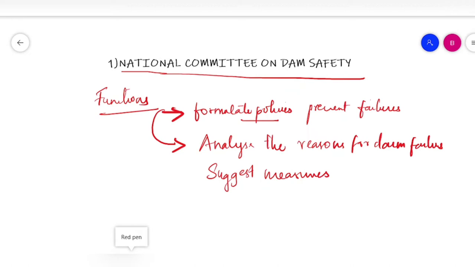Just recall the provisions of the National Committee on Dam Safety, that is NCDS. This committee will have members from the center as well as the states: 10 representatives from the central government, 7 representatives from the state governments, and 3 experts in dam safety management. Their important function is formulating policies to prevent dam failures. And second, if a dam failure occurs, they will analyze the reason for such failure and suggest measures to overcome that situation as well as to prevent such failures in future. This is all about the National Committee on Dam Safety.